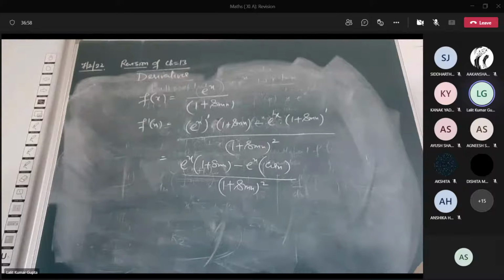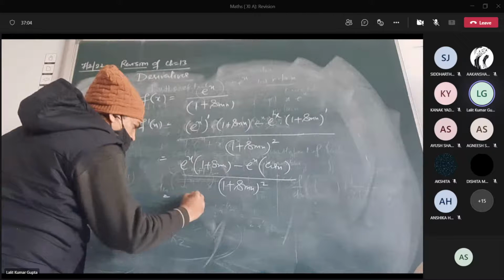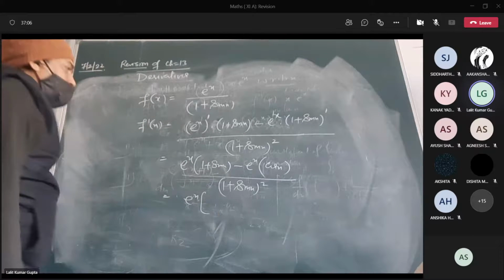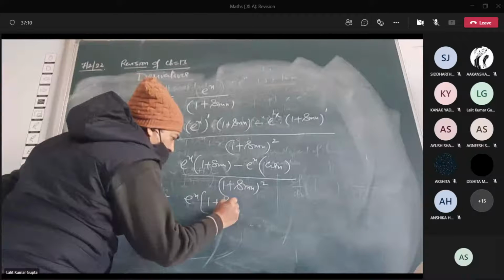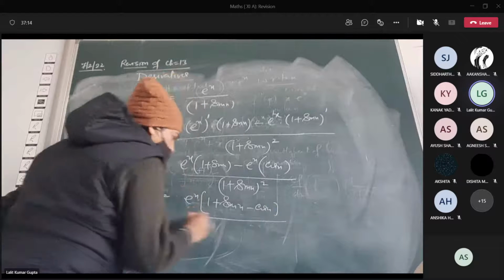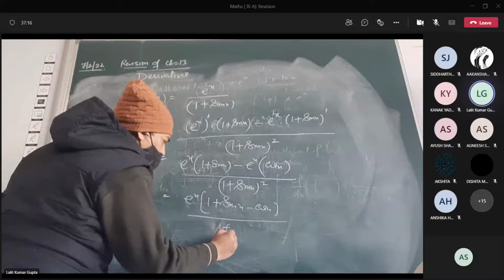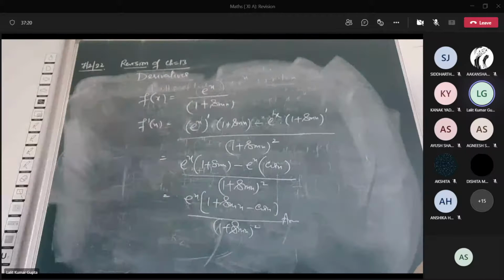Now what next step can we take here, beta? e^x is common. Normally in e^x problems, 99.9% of the time, this will be common in each and every question. So e^x (1 + sin x minus cos x) whole divided by (1 + sin x) whole square. This will be your final answer.